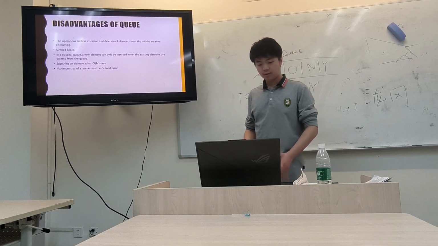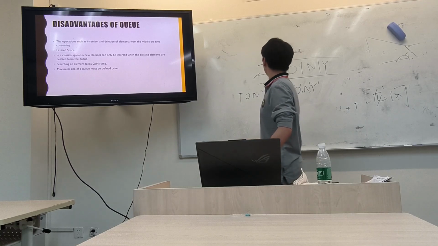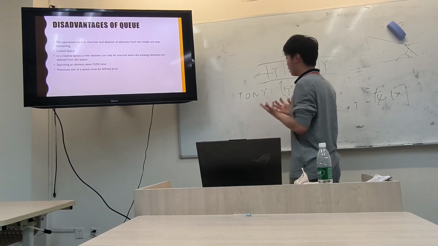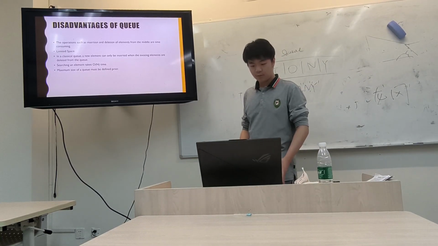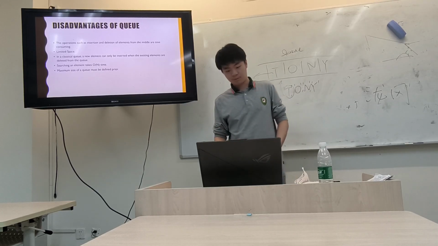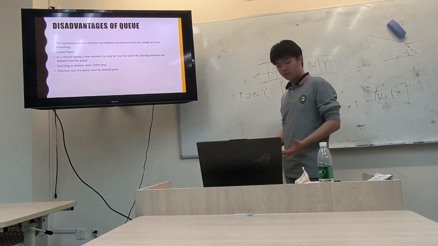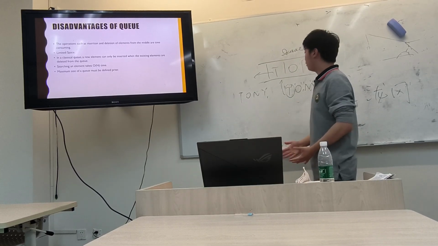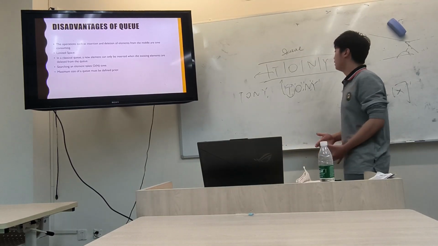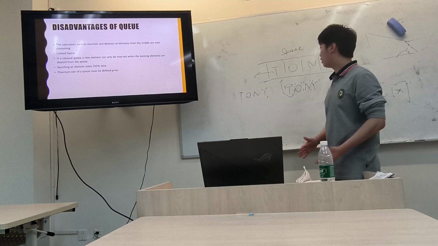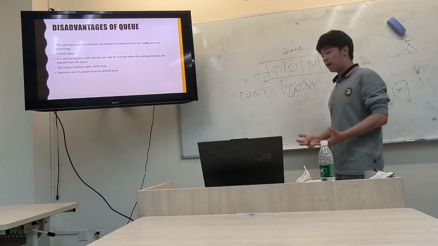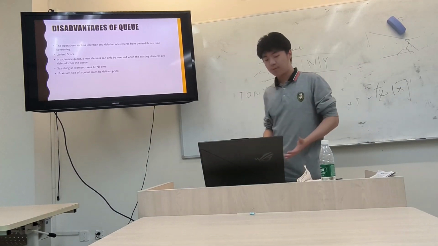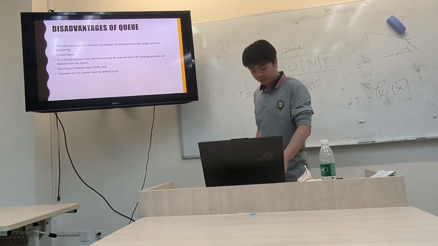And searching an element also takes O(n) time because you need to traverse through the whole queue if you want to find an element. And the maximum size of queue must be defined prior. So this also means that if you want to define a queue, you must first predefine its size. And if you find that its size is not enough, you probably cannot add any size to it. Maybe you need to define a new one. Or maybe you can delete something from it, and then you can add new elements.